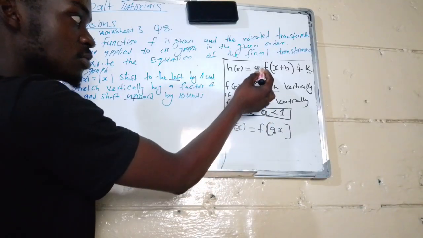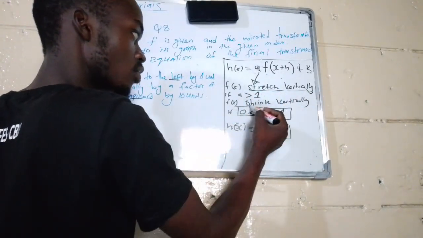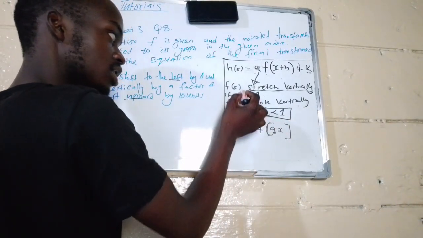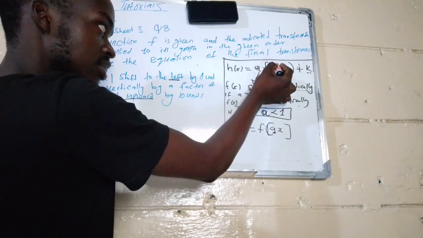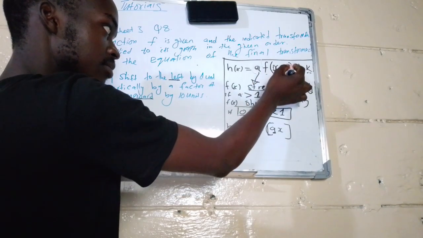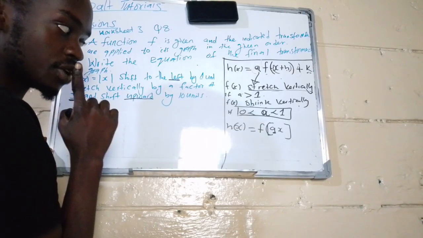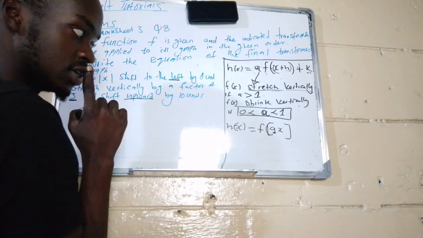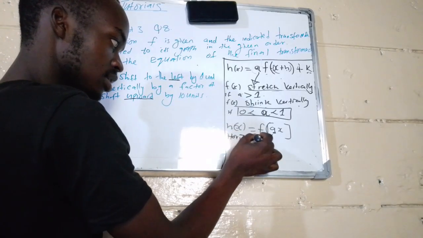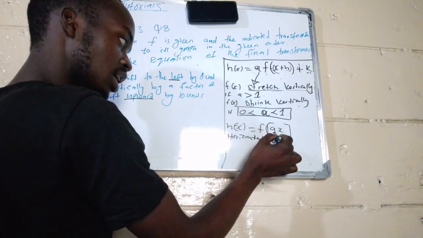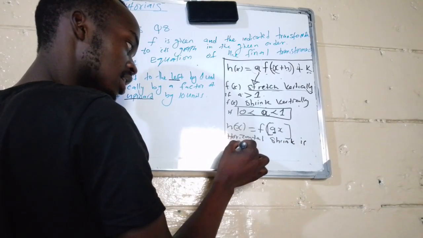So if the a is multiplying outside the function, I'm going to experience a stretch vertically or a shrink vertically depending on the condition of that a. But if the a is inside multiplying in here, then I'm going to experience a horizontal shrink or horizontal stretch. So we have a horizontal shrink if this a is greater than 1.